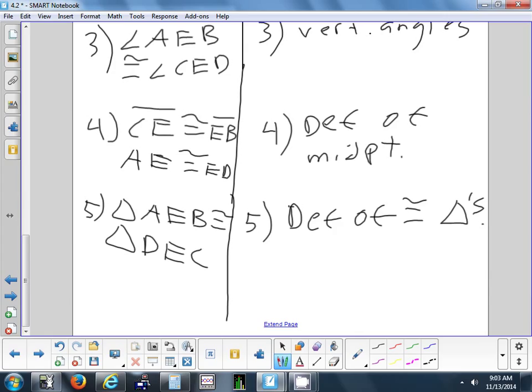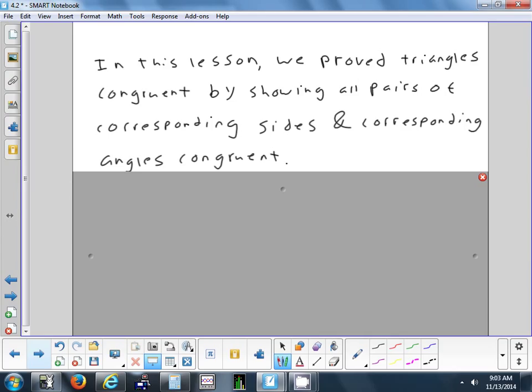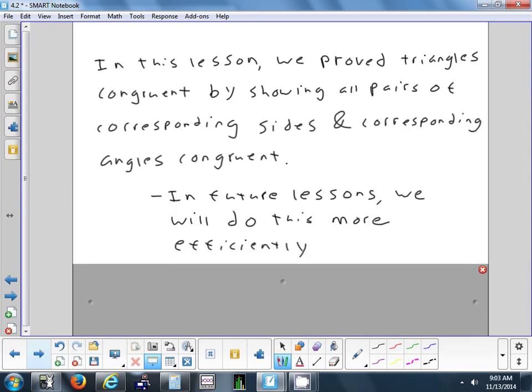Okay, now the way we just did that is fine. It proves that the triangles are congruent, proving all the sides are the same, proving all the angles are the same. But there's a much better way to do that. In future lessons, we're going to do this more efficiently. We're not going to have to prove all the angles are the same and all the sides are the same. If you just show all the sides are the same, that's enough. That works. Or if you show like a side, an angle, and a side, that works.